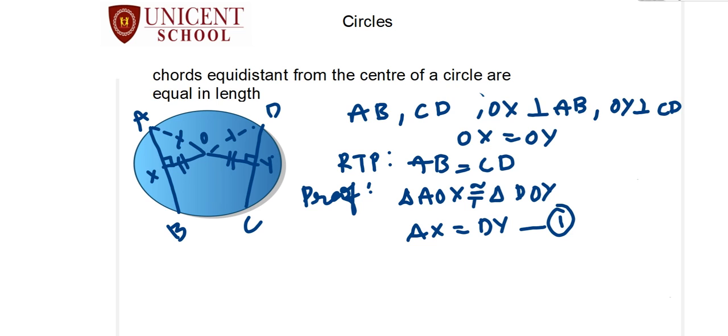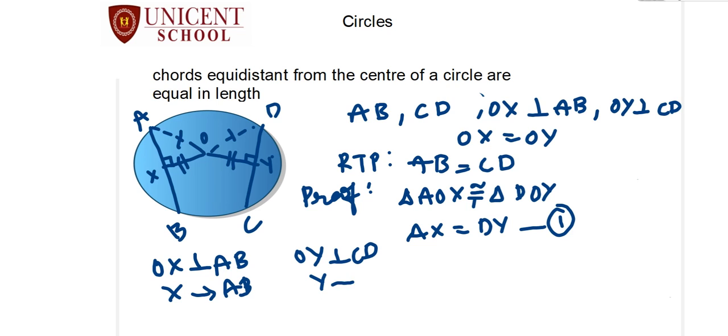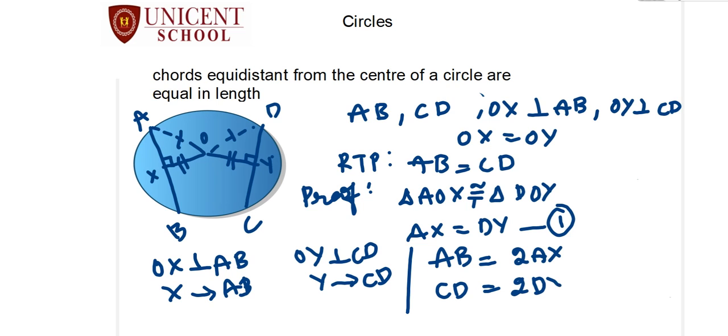And we know that OX is perpendicular to AB, and similarly OY is also perpendicular to CD. Since the perpendicular from the center to the chord bisects the chord, we know that X bisects AB and Y bisects CD. Therefore, we get AB is equal to 2 times AX and CD is equal to 2 times DY.